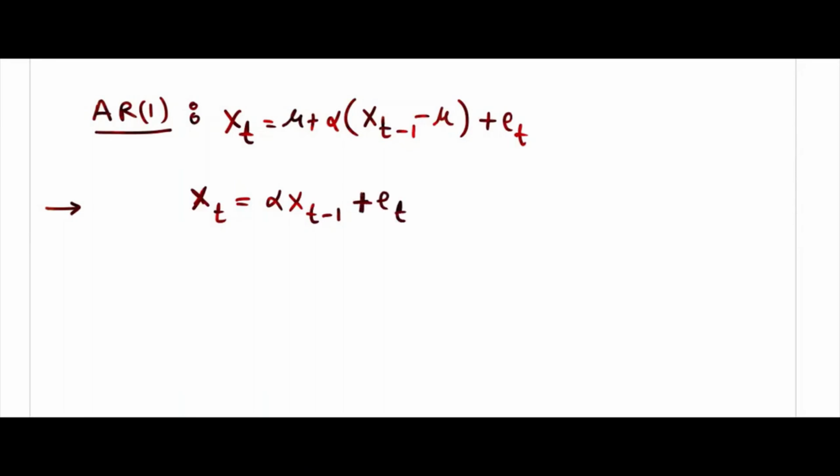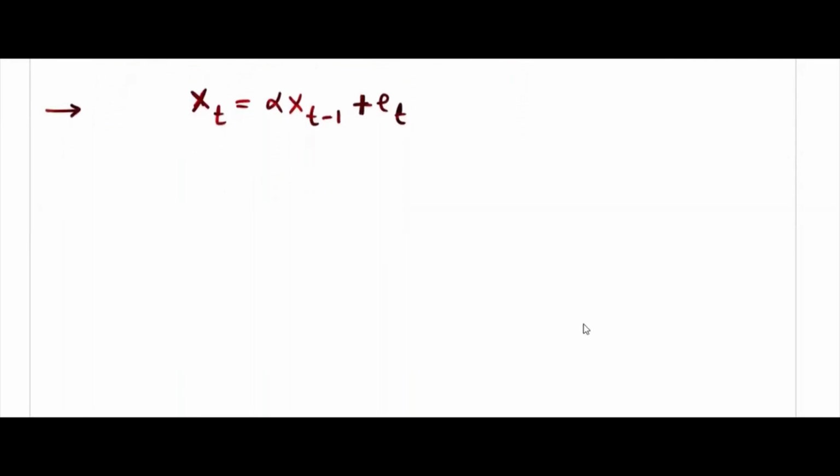And now, if alpha mod is less than 1, then this is stationary. Remember, this is stationary if alpha mod is less than 1. If you want to know more about stationarity, that will take half an hour. I've decided not to start with that today because I showed a lot of graphs.